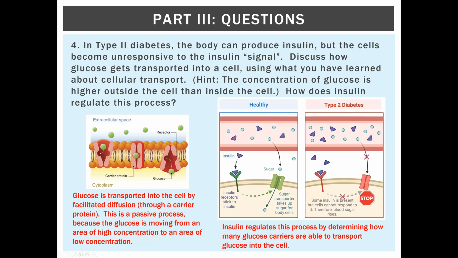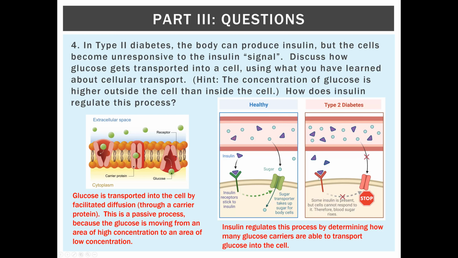So in a healthy person, in this picture over here, glucose is still represented by the little teal dots, and insulin is represented by the purple triangles. In a healthy individual, insulin binds to receptors, and again, remembering, receptors are specific for the ligand that binds to them. When insulin binds to the receptors, that is a signal for the cell to put the glucose carriers out and let them work. So then the glucose carriers will work to bring glucose into the cell. With type 2 diabetes, the person can still make insulin, but their cell has stopped responding to the signal.